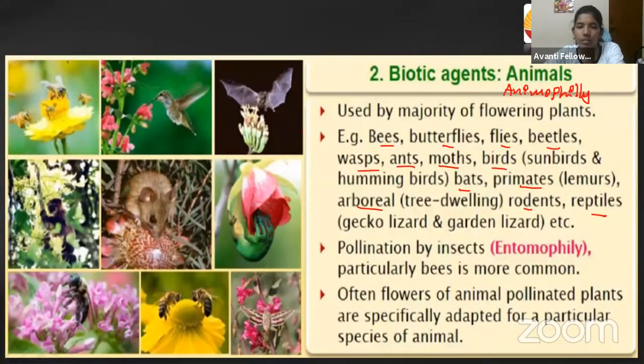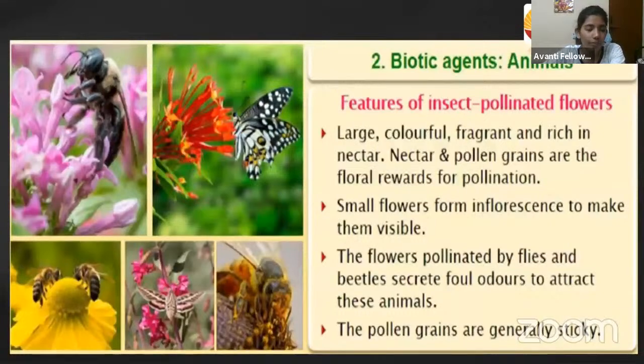And next come the features of insect pollinated flowers. So far we have studied the features of wind pollinated flowers and water pollinated flowers, isn't it? Now we will see the features of insect pollinated flowers. Flowers are always large, colorful, fragrant, and rich in nectar. Why? Because if they are large, then the insects can see the flowers easily, right? They are very colorful to attract, and the fragrance is also to attract the insects, not the humans. Flowers which depend on animals or insects for pollination produce most of the nectar. Nectar and pollen grains are the floral rewards for the pollination.